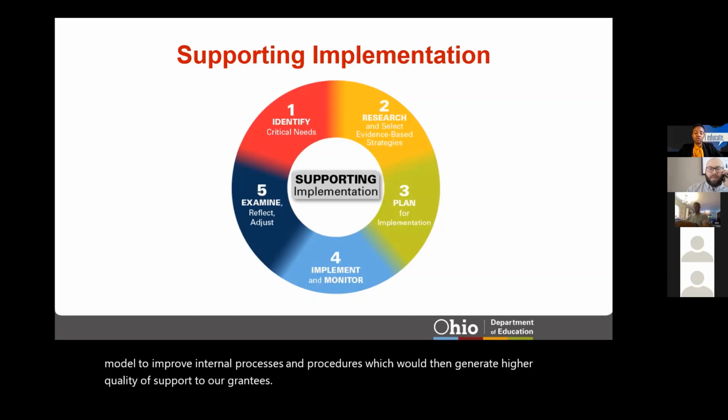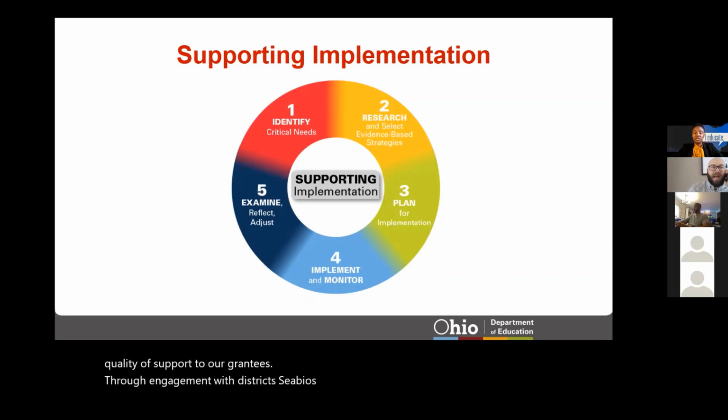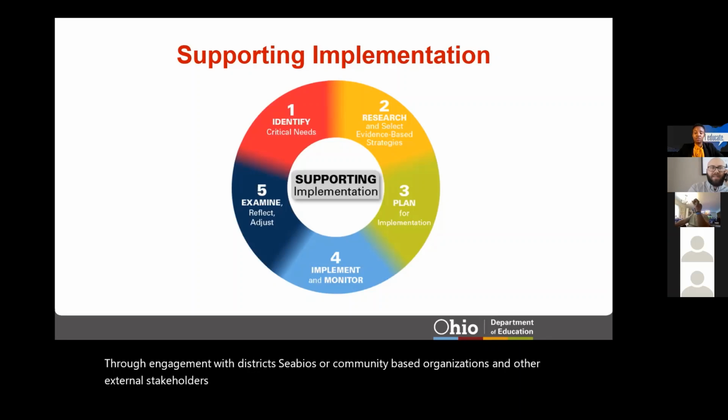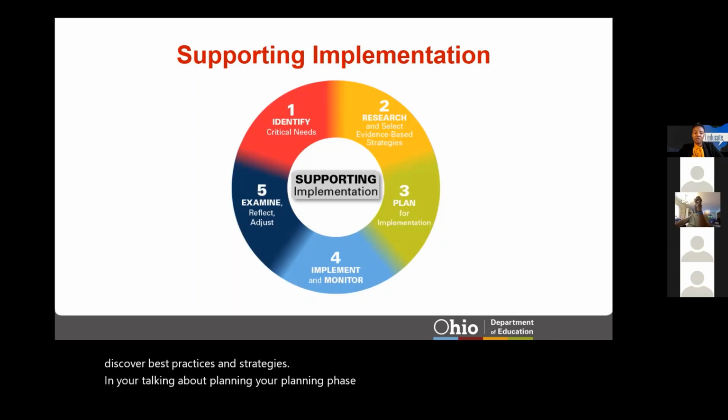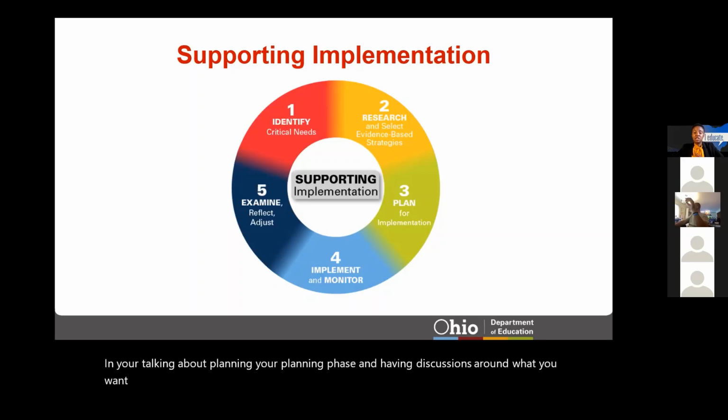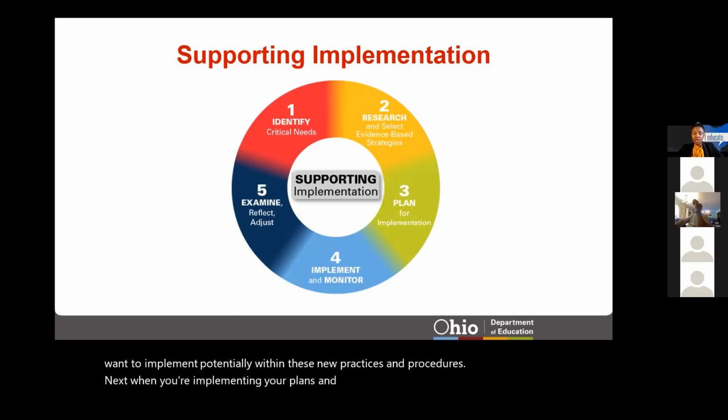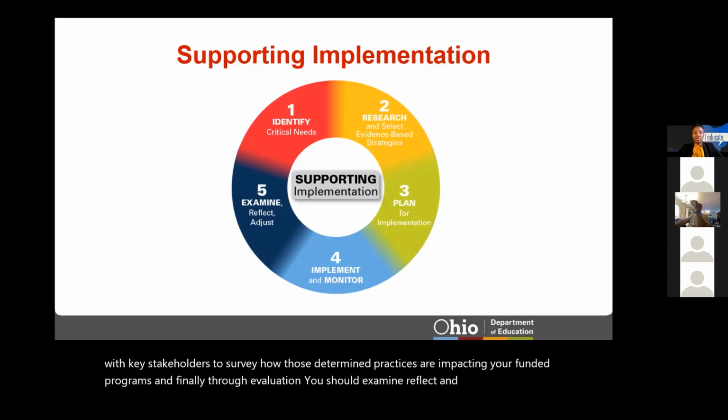Through engagement with districts, CBOs, or community-based organizations, and other external stakeholders, you are identifying critical needs of your programs. In these meetings that you're having, you should be meeting to review data and research to discover best practices and strategies. And you're talking about your planning phase, and having discussions around what you want to implement potentially within these new practices and procedures. Next, when you're implementing your plans and monitoring programming, you're engaging with key stakeholders to survey how those determined practices are impacting your funded programs. And finally, through evaluation, you should examine, reflect, and adjust as needed throughout the entire school year.